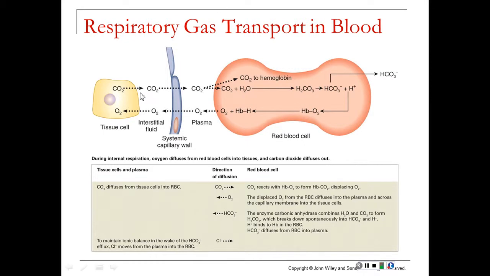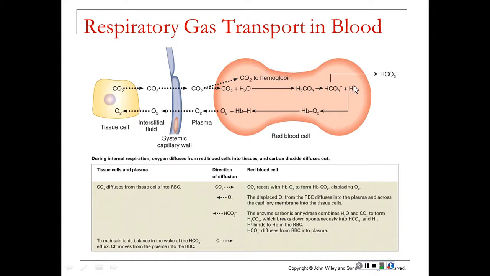Carbon dioxide is then diffused into the interstitial fluid, into our systemic capillaries. Some of it is going to dissolve in the blood. The majority of it is going to be absorbed by our red blood cell, where some of it will bind to hemoglobin, as you see here, and form that carbaminohemoglobin, as I mentioned. Some of it is going to combine with water in the reaction using carbonic anhydrase to form the carbonic acid.